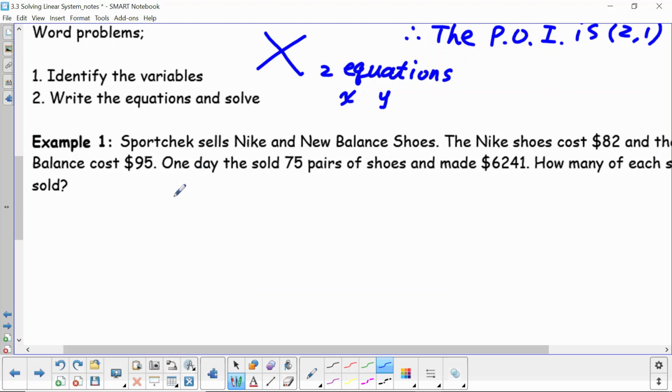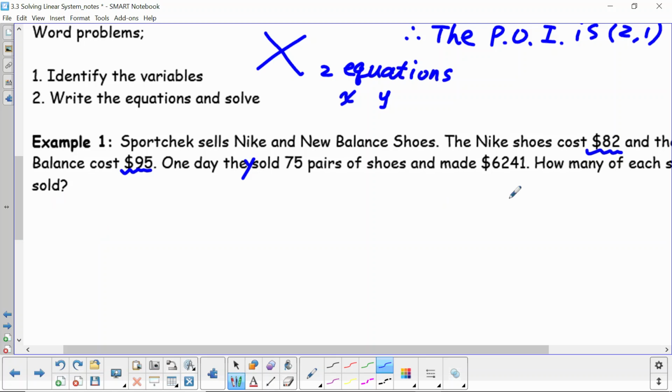So example 1, Spot Check sells Nike and New Balance shoes. The Nike shoes cost $82 and the New Balance cost $95 each. So we call them unit price. One day they sold 75 pairs of shoes and made $6,241. It asks you how many of each shoes were sold, okay?